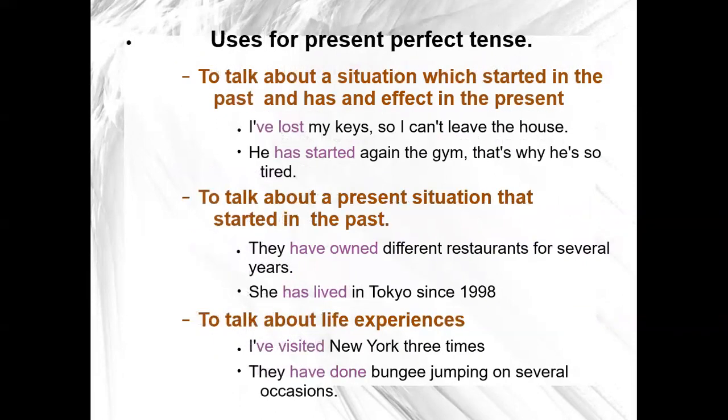Uses for present perfect tense. It is used to talk about a situation which started in the past and has an effect in the present. For example, I have lost my keys, so I can't leave the house. He has started the gym again. That's why he's so tired.